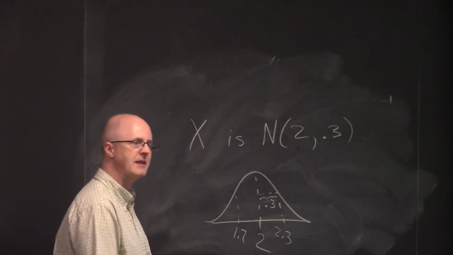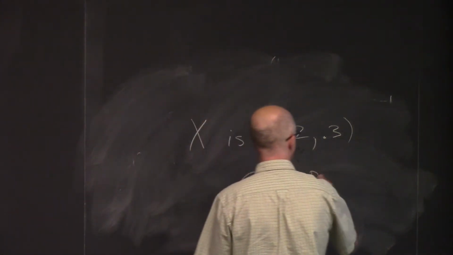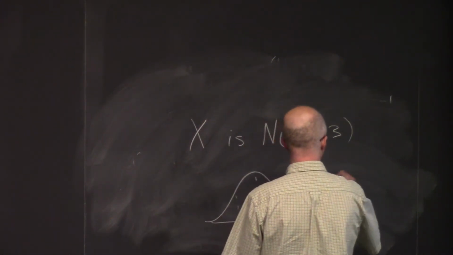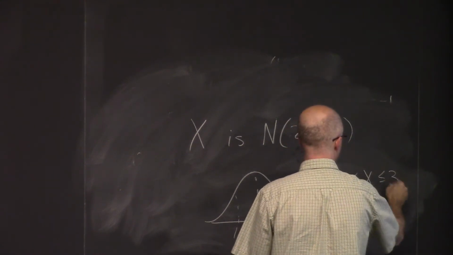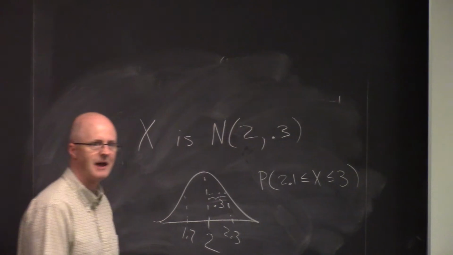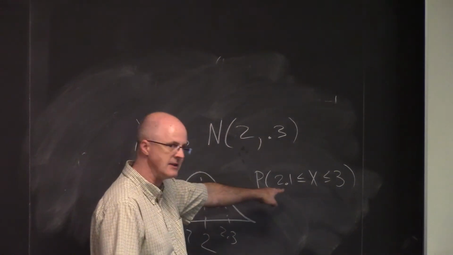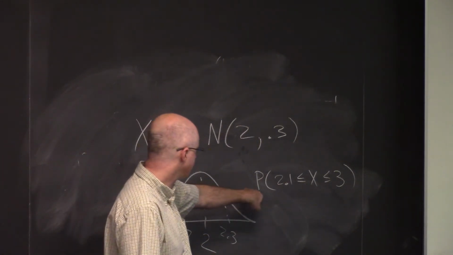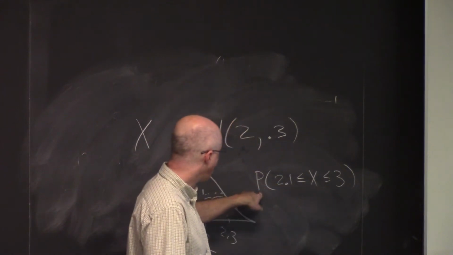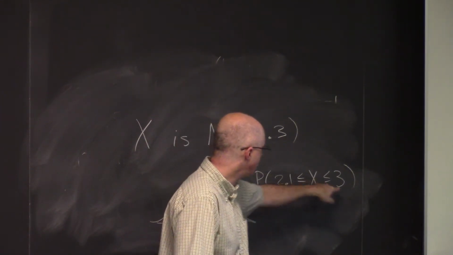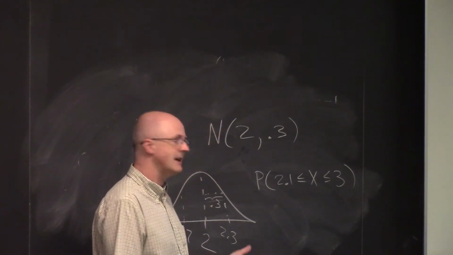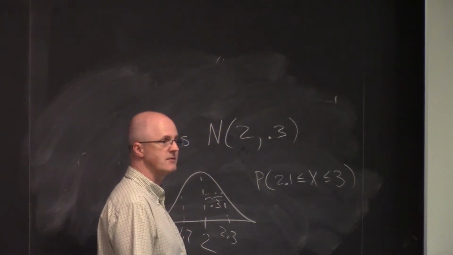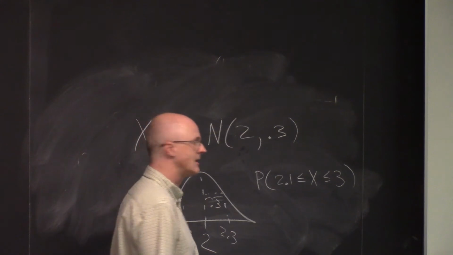I might now want to find the probability that a randomly chosen hummingbird has a weight between 2.1 ounces and 3 ounces. Okay, I might want to find that probability and use this notation. The probability of this event, the probability that the weight is between 2.1 and 3. How do you do it? You convert to z. It's a normal curve after all. Convert to a z-score, use the table.